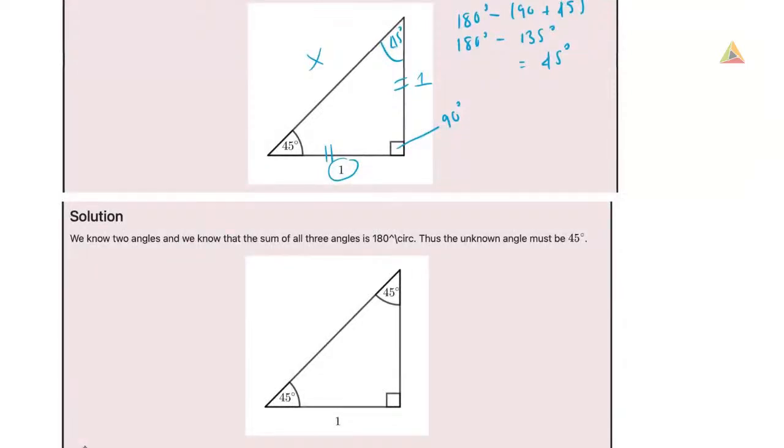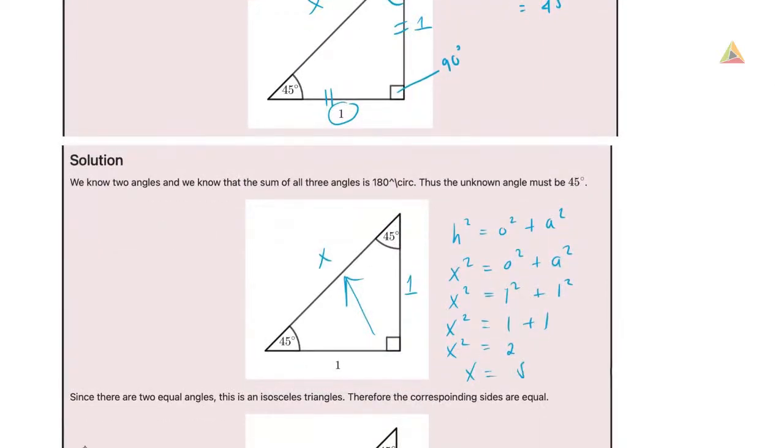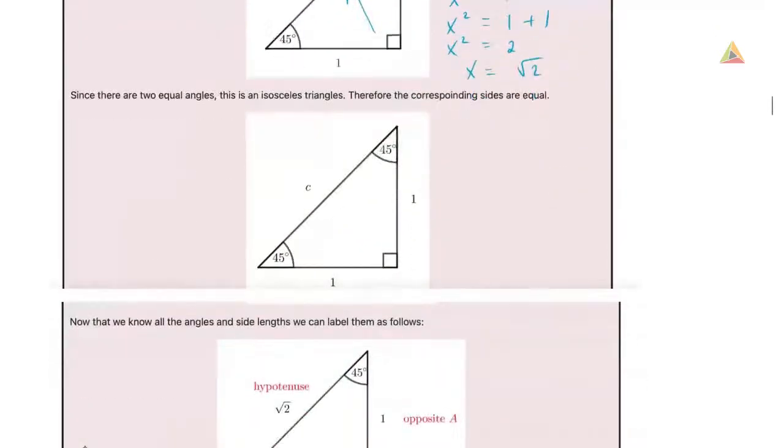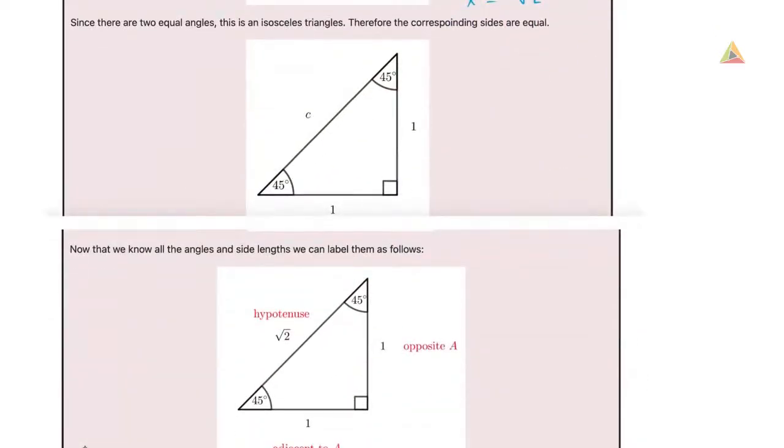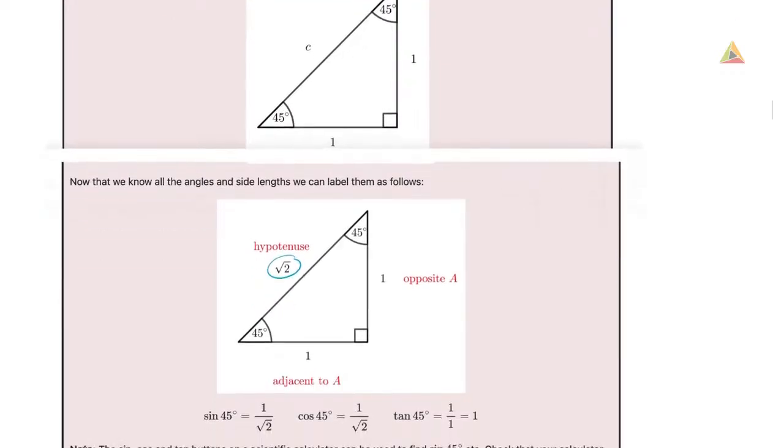Now remember Pythagoras' theorem. Pythagoras' theorem states that the hypotenuse squared is equal to the opposite squared plus the adjacent squared. The hypotenuse is this one here, so I'm going to call that x. So x squared is equal to the opposite squared plus the adjacent squared. We have the other two sides, so it's going to be 1 squared plus 1 squared. So x squared is equal to 1 plus 1. So x squared is equal to 2. If x squared is equal to 2, we get x by getting the root of 2. Now we know the angles and side lengths, so we can label them as follows. The hypotenuse, we got root 2 there. And everything is labelled there.